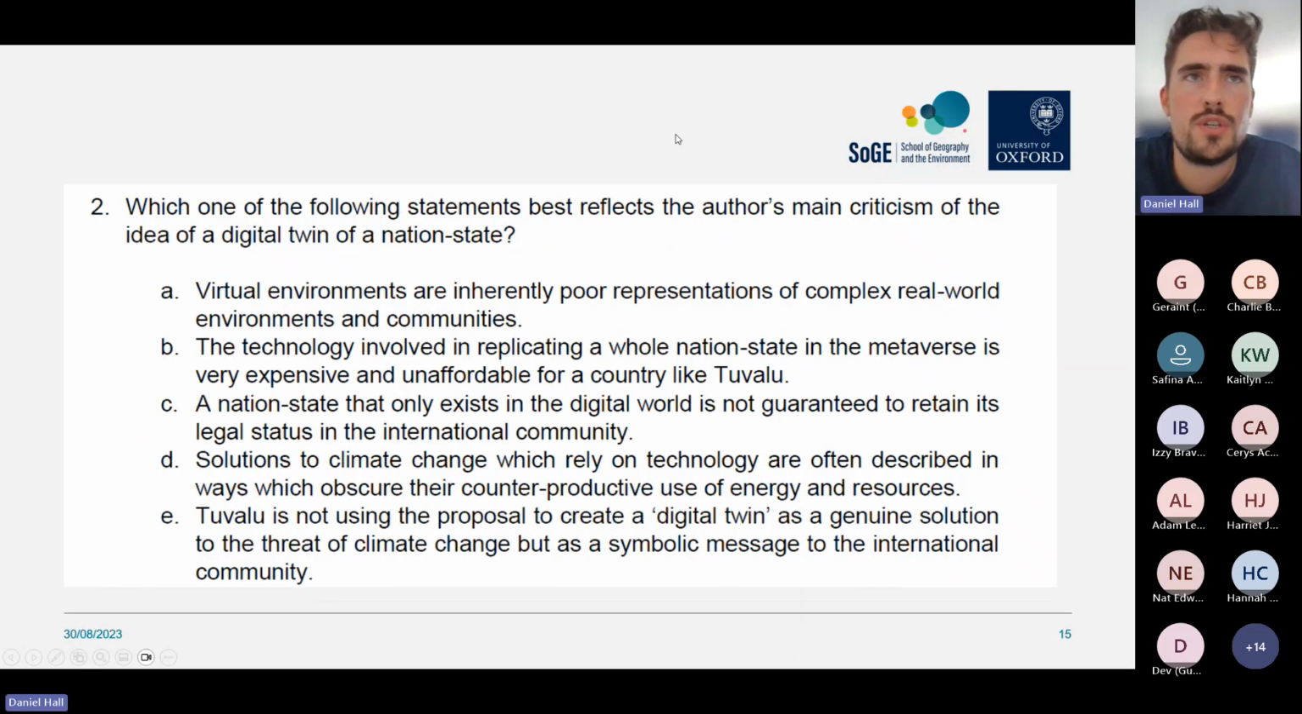Let's move on to question two. Which one of the following statements best reflects the author's main criticism of the idea of a digital twin of a nation state? Again, just pop your answers in the chat for me.